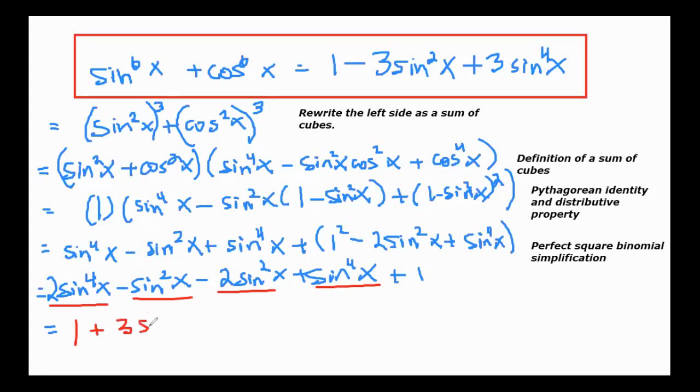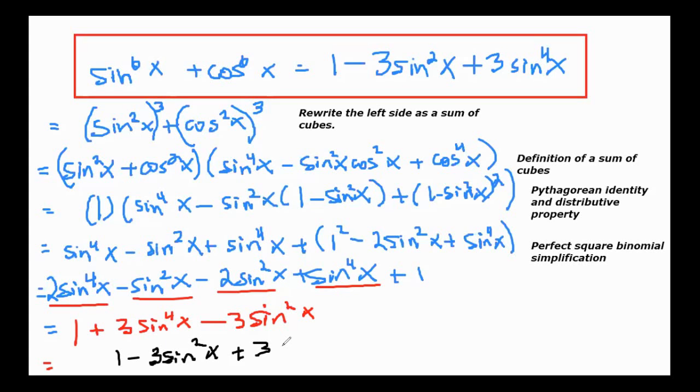So 1 plus 3 sine to the power of 4x minus 3 sine squared x. So we've achieved the right side. I'm just going to rearrange the equation that we solved for, so that it's in the proper format compared to what the question is asking us. It really doesn't matter at this point. The equivalency is there. It's just that for formality, we're going to rearrange.